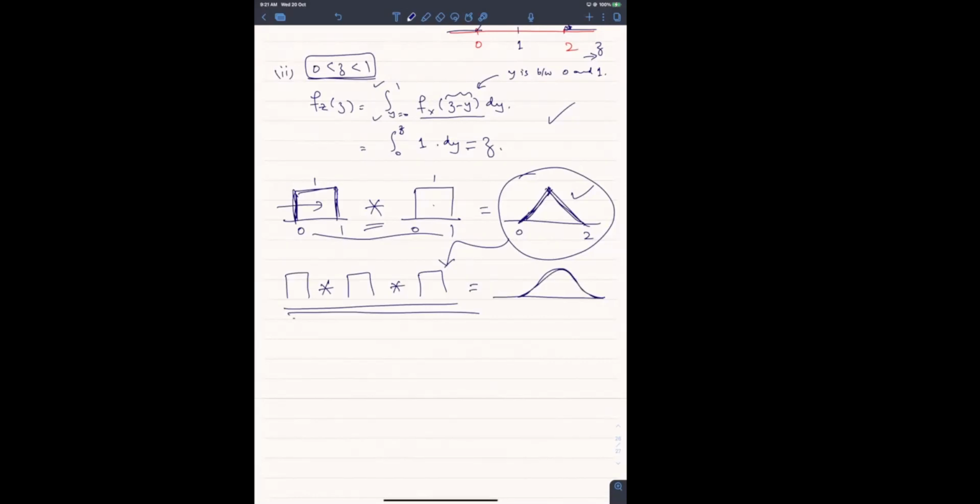एंड यू कैन एक्चुअली लुक एट इट. ये वेब के ऊपर कोई टूल आपको मिल जाएगा जिससे आप 2 यूनिफॉर्म्स को कन्वॉल्व कर दें, फिर तीसरे के साथ कन्वॉल्व करें, फिर चौथे के साथ करें, एंड यू विल सी दैट the distribution of the sum starts looking like a Gaussian or normal distribution. And that is exactly what the central limit theorem has told us. Central limit theorem ने भी हमें यही बताया था.